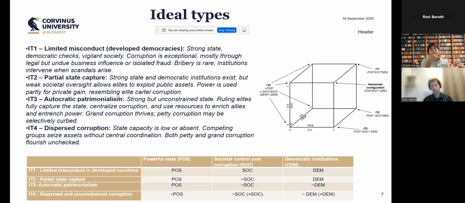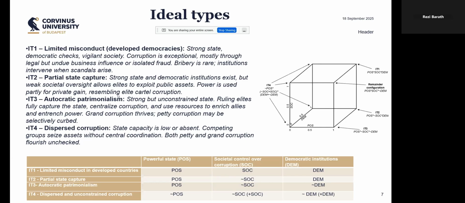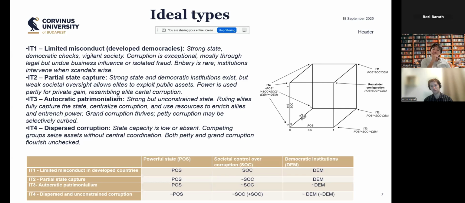As we have three dimensions, there would be a total of 2 to the power of 3, so 8 ideal types. Because we have three dimensions, it's not a square, but a cube that you can see on the right, with the axes referring to the three dimensions of the typology. And based on this, we discerned 4 ideal types. So not 8, I will come back to this point later.